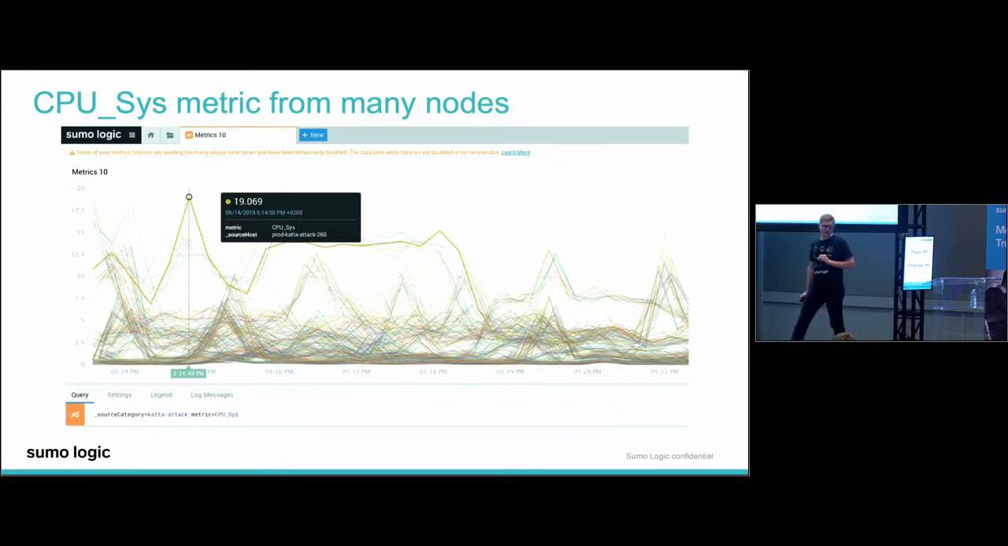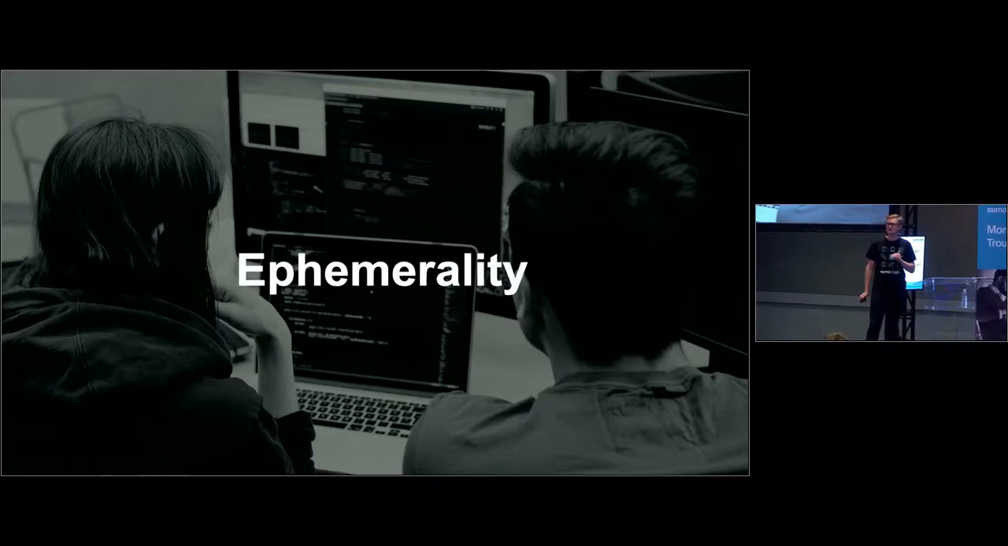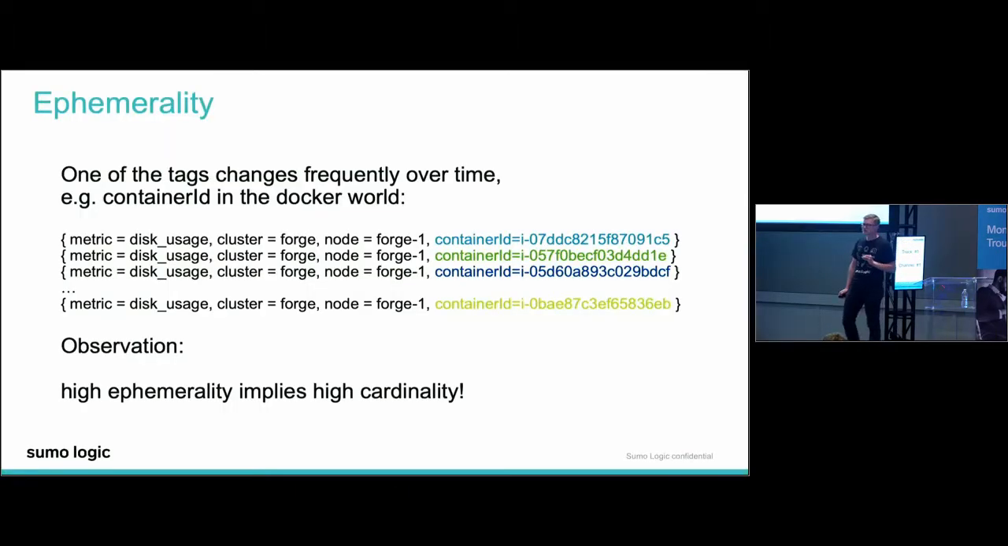And with cardinality, there is a second term highly connected: ephemerality. Whereas cardinality was about the number of time series, ephemerality is about the volatile nature of your metrics. So this is the definition. If one of the tags changes frequently over time, for example, container ID in the Docker world, it produces ephemeral metrics. You can see if your container goes up and down, the ID associated with your metric changes. So this is the ephemeral nature of modern services.